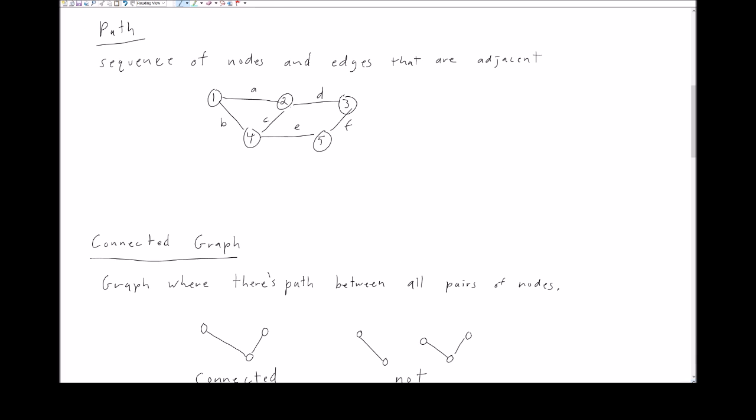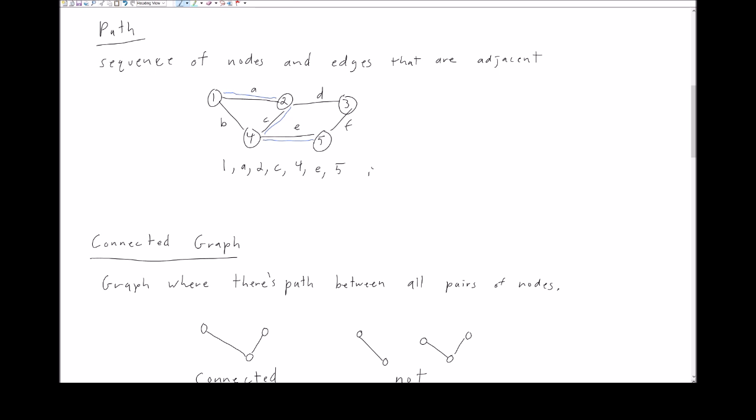Given a graph, we're going to talk a lot about paths. And a path is a sequence of nodes and edges that are adjacent. So, for example, in this graph, there's many paths. We're going to look for a path between 1 and 5. One potential path starts at node 1, goes across edge A to node 2, goes from node 2 across edge C to node 4, and then from node 4 goes across edge E to 5. The way we're going to describe this path is the sequence of vertices and edges that it goes through. So the path from 1 to 5 is 1, A, 2, C, 4, E, and 5.